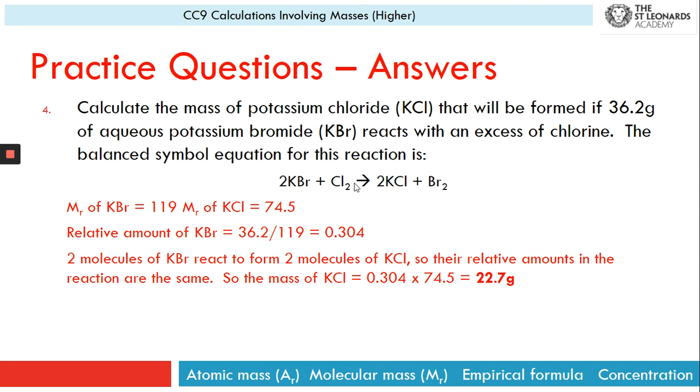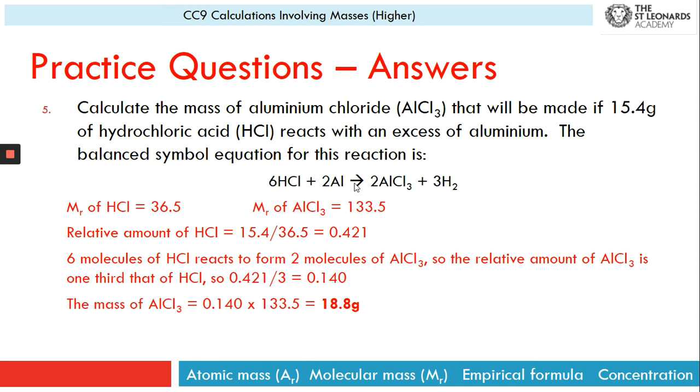Question 5. Calculate the mass of aluminium chloride that will be made if 15.4 grams of hydrochloric acid reacts with an excess of aluminium. The balanced symbol equation for this reaction is there. Okay, so it's the same process. Work out the molecular formula of hydrochloric acid and aluminium chloride. Same thing, use a periodic table, find the relative atomic mass of each of the elements and add them together.